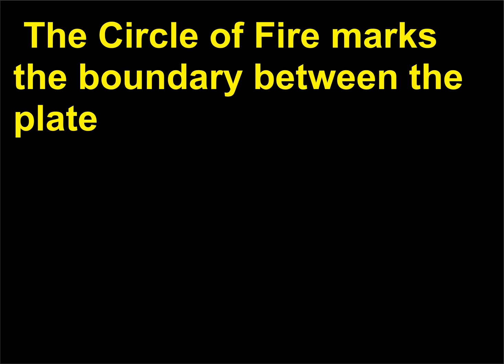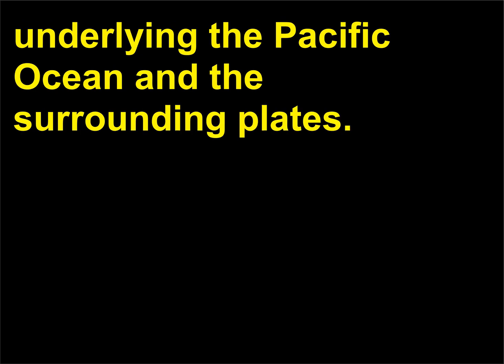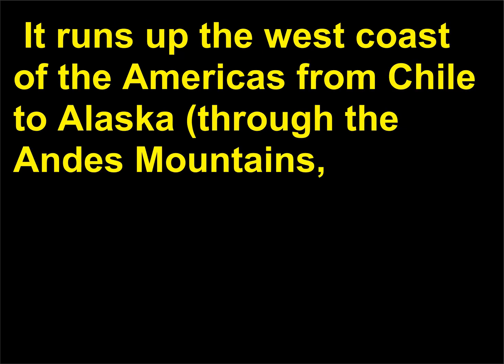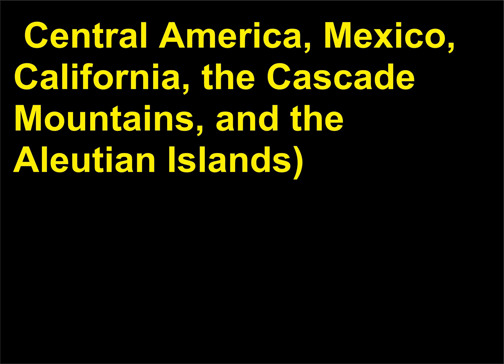The Circle of Fire marks the boundary between the plate underlying the Pacific Ocean and the surrounding plates. It runs up the west coast of the Americas from Chile to Alaska, through the Andes Mountains, Central America, Mexico, California, the Cascade Mountains, and the Aleutian Islands.